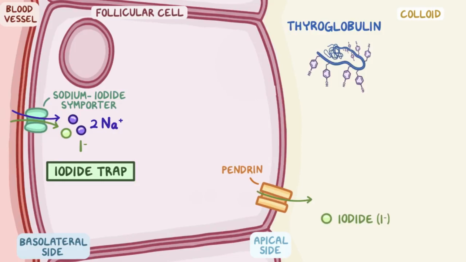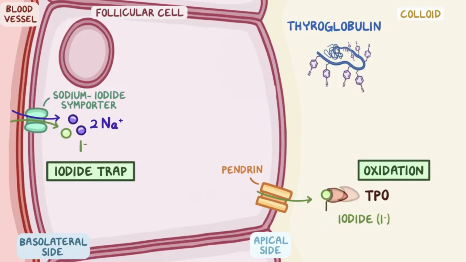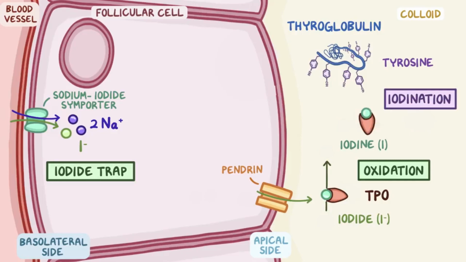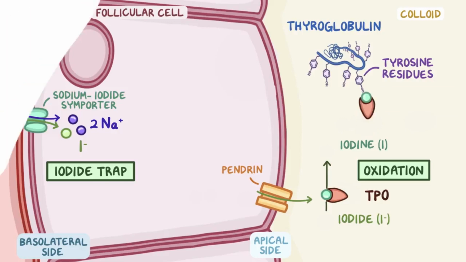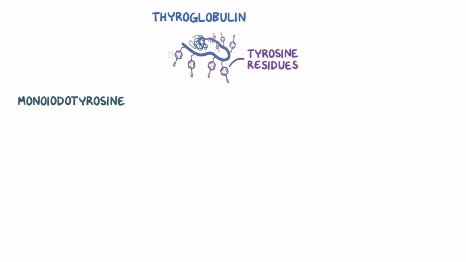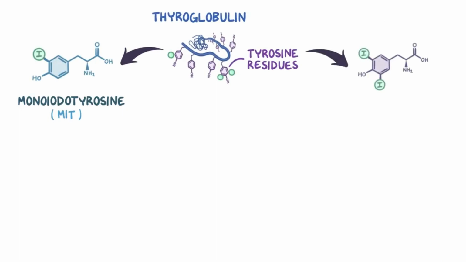In the colloid, inorganic iodide undergoes oxidation via the enzyme thyroid peroxidase, or TPO, to become organic iodide, which then binds to the tyrosine in thyroglobulin. This step is known as iodination. Some tyrosine residues bind to only one iodine and form monoiodotyrosine, or MIT, whereas others bind to 2 iodine atoms and form diiodotyrosine, or DIT.